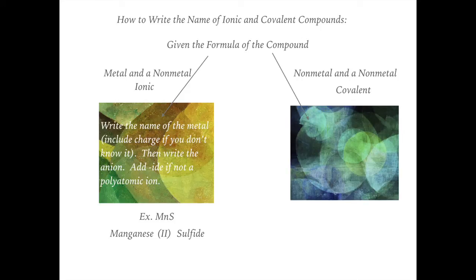Now if I have a nonmetal and a nonmetal, so covalent bonding, what I'm going to do is I'm simply going to use the prefixes to write the name. So if, for example, I have CO2, that means I have 1 carbon and 2 oxygens. So the name would be carbon, because I can't start with mono, carbon, and then it would be dioxide, and that's it.